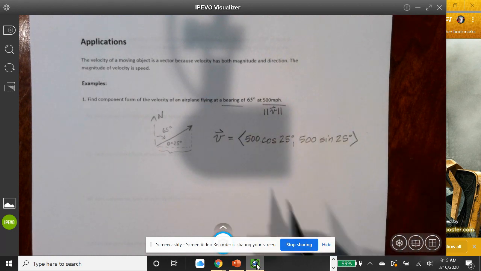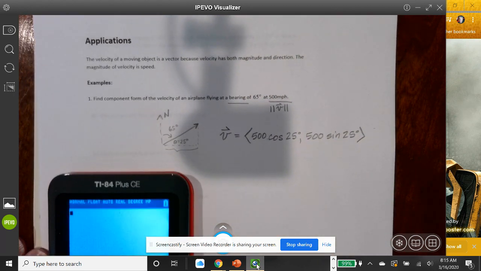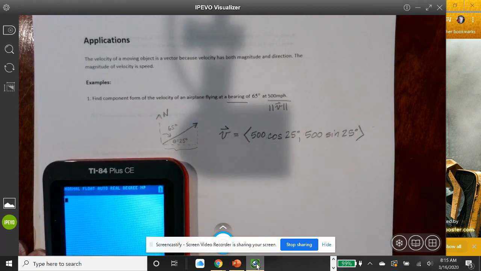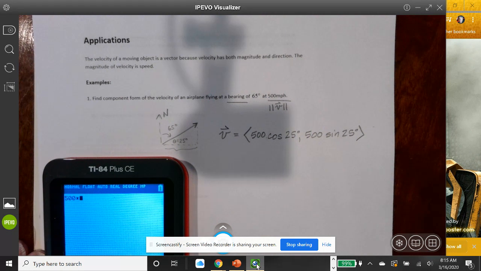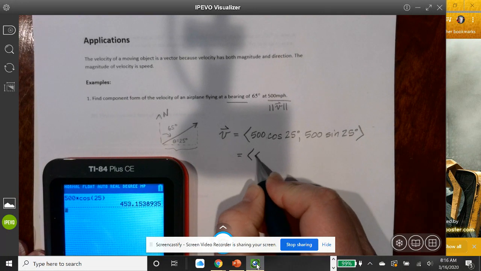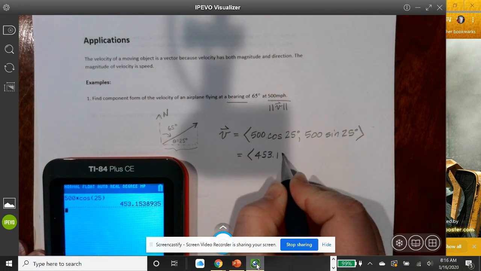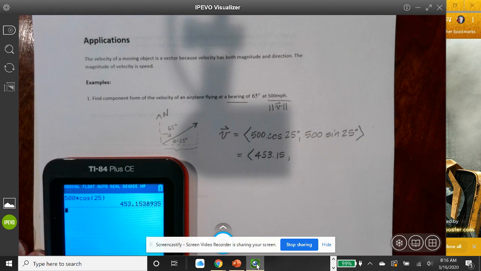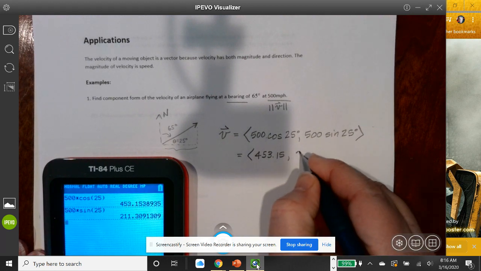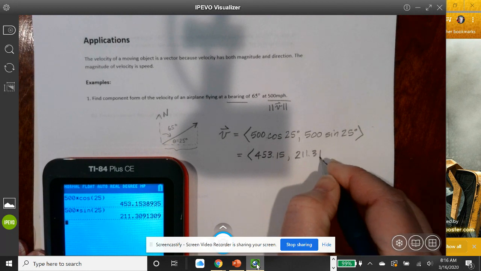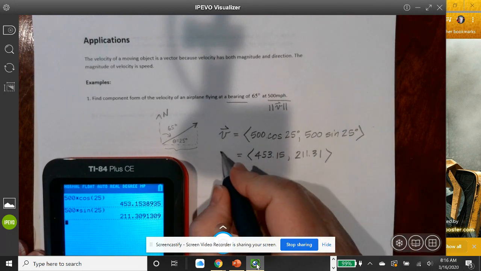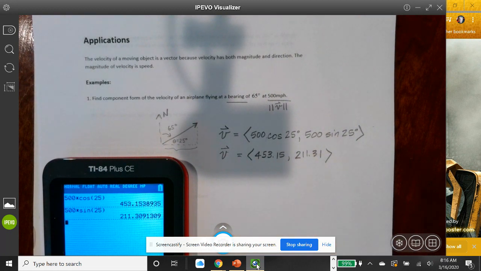And if you wanted to know the approximate values of this based on cosine and sine, this would be 453.15, comma, and then 500 times the sine of 25 degrees, and we get 211.31. And that would be the velocity vector in approximate form.